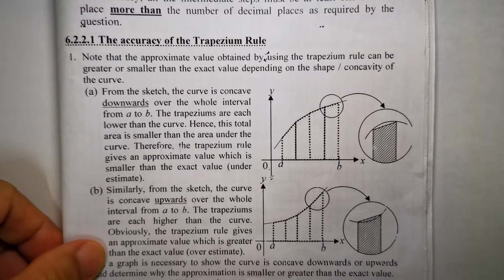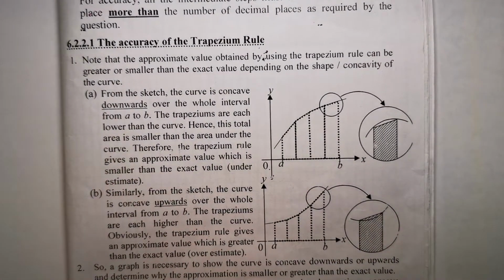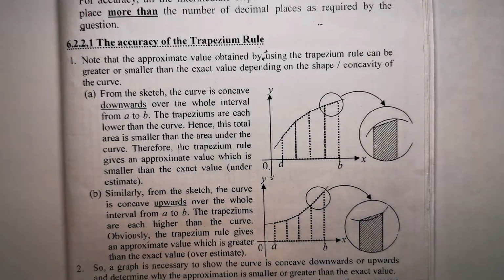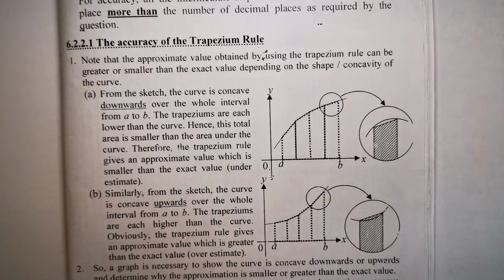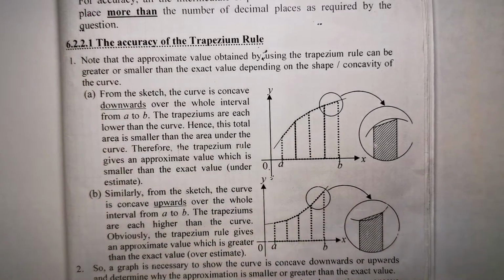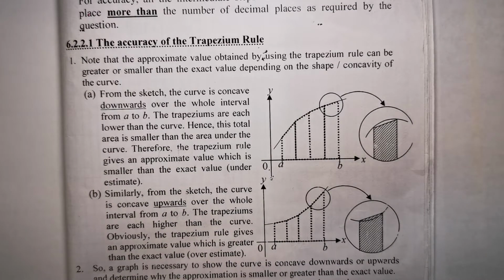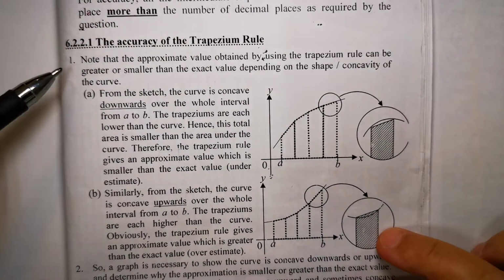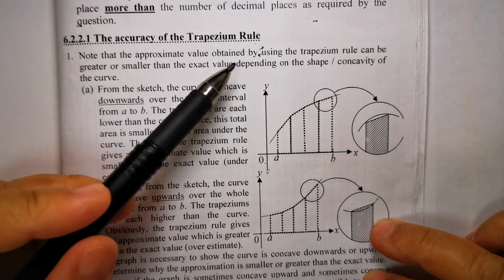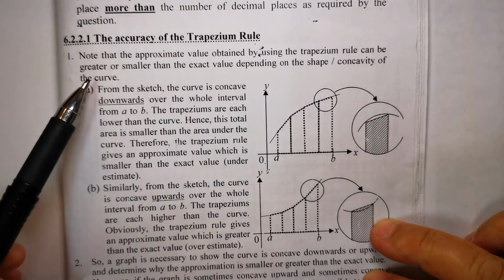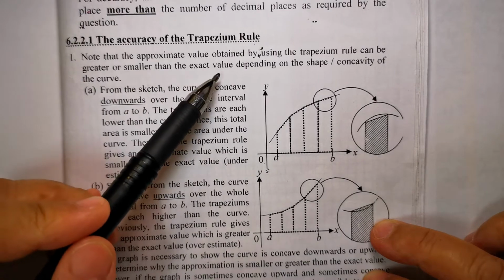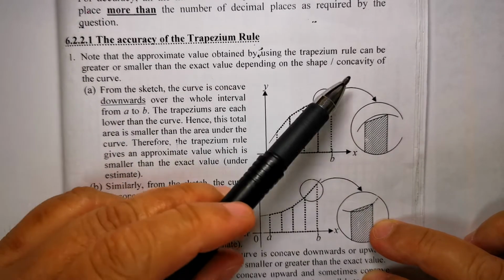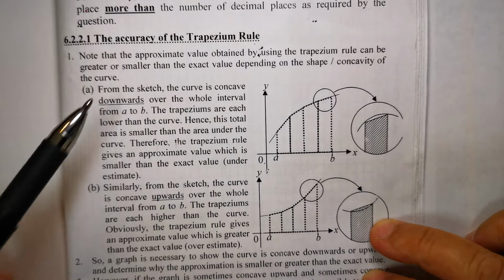Today, the next thing that we're going to see will be the accuracy of the trapezium rule. It is similar to the Newton-Raphson method, an iterative method. We want to see how accurate the trapezium rule can be in estimating the area under the curve. Note that the approximate value obtained by using the trapezium rule can be greater or smaller than the exact value, depending on the shape or the concavity of the curve.